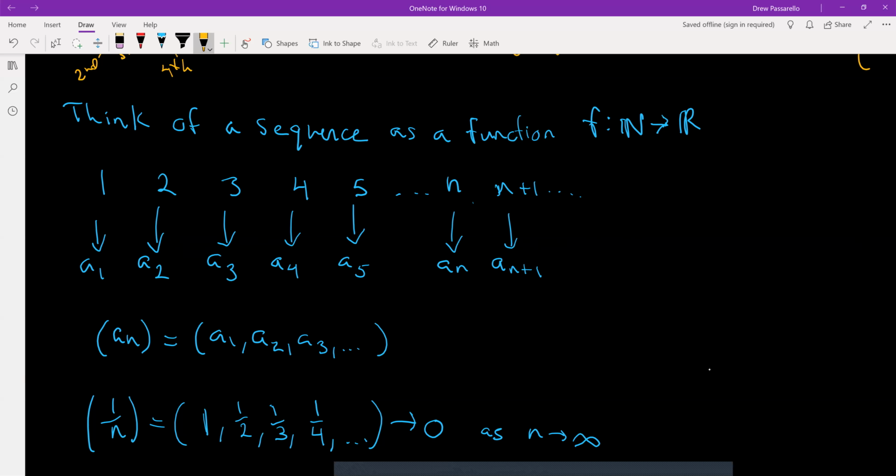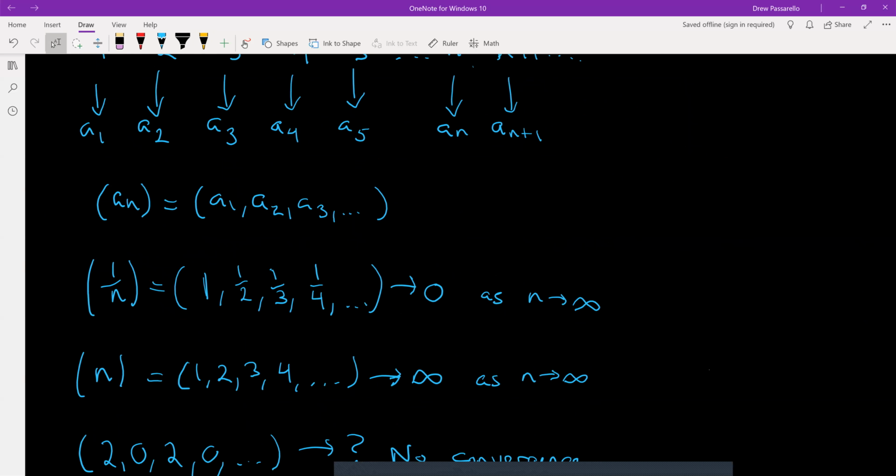And in our example for 1 over n, where it's 1, 1/2, 1/3, if we list it out, you'll see that the values are decreasing, and it actually goes to 0. So this sequence converges to 0 as the indices get larger, as the indices get infinitely large.